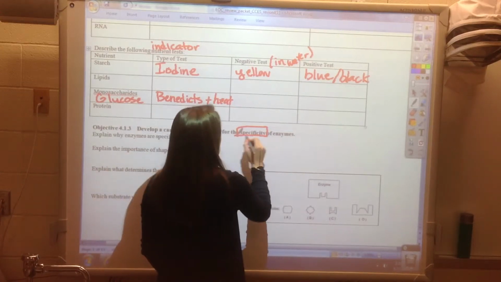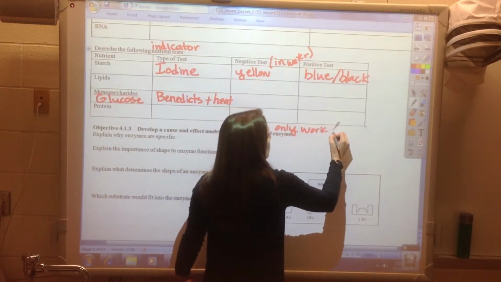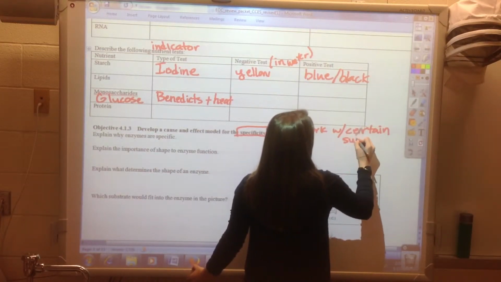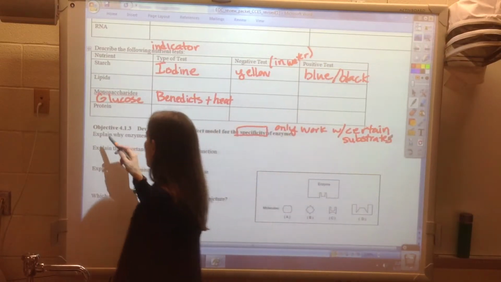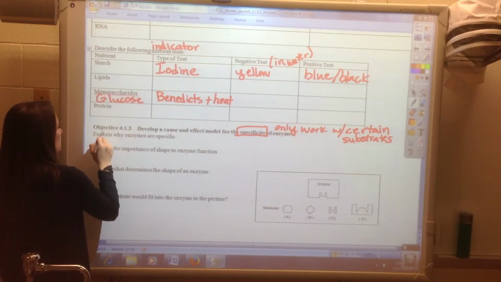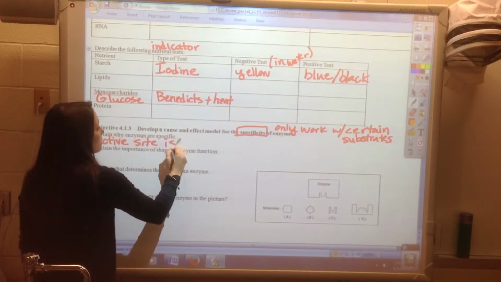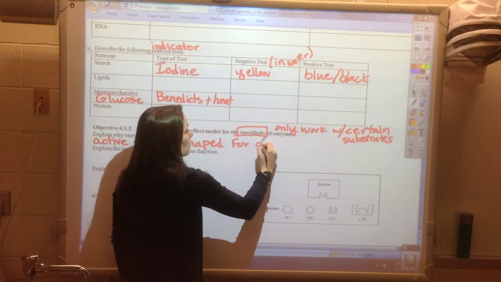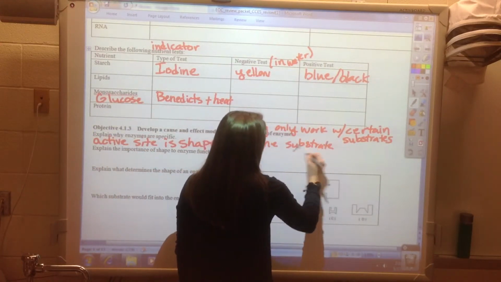Objective 4.1.3, develop a cause and effect for the specificity of enzymes. Specificity means that it's specific, that they only work with certain substrates. So, explain why enzymes are specific. We want to remind ourselves that their active site is shaped for one substrate.